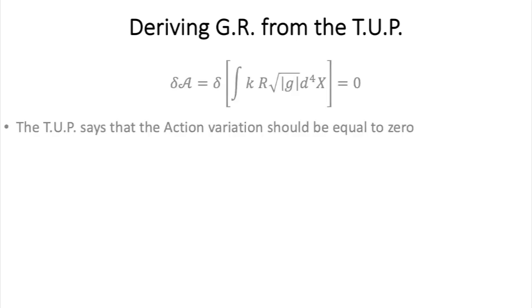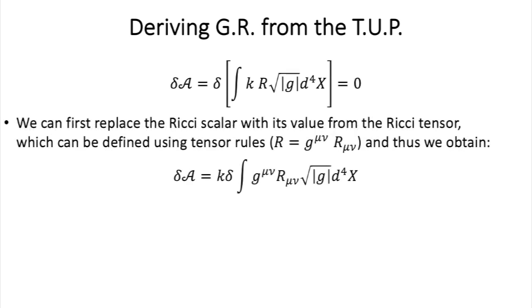So let's go back to our main question. How does the TUP allow to derive Einstein equations for gravitation? Well, the TUP tells us that the Einstein-Hilbert action variation should be equal to 0. So that will be the hypothesis, the basic assumption we'll start from to derive the Einstein field equations. So let's go for it. The first step will be to calculate the variation of the Einstein-Hilbert action and see what happens when we set it to 0, which is what we do here.